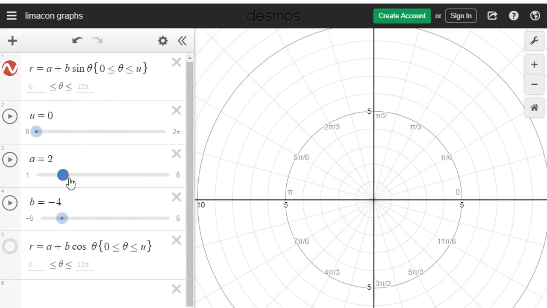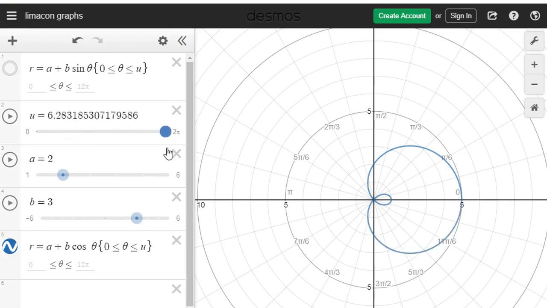So if we have 2 plus 3 cosine theta, if we graph this, it's going to look something like that. Notice it will start at 5, which makes sense because 2 plus 3 equals 5. I'm sorry, when we get to pi over 2, it's going to be at 2. And then when we get to pi, it's going to be all the way at negative 1.